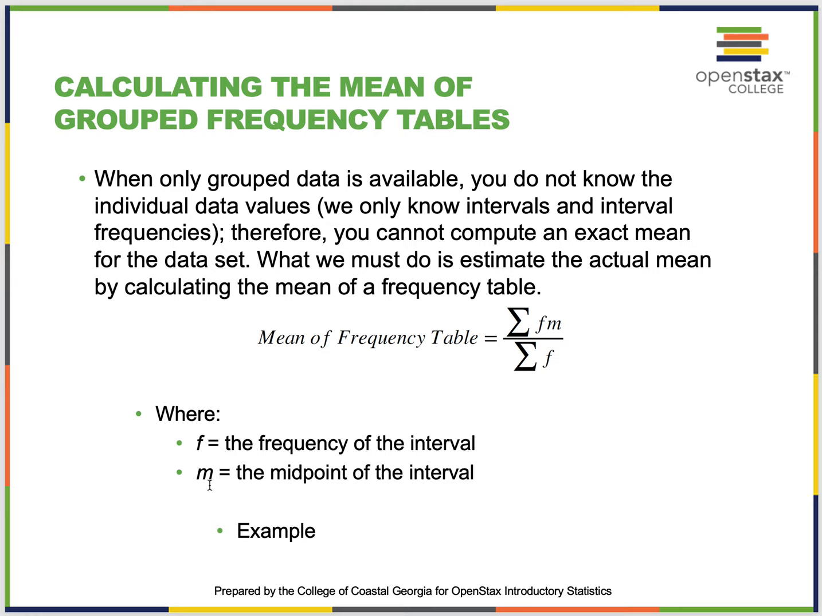And that's not exactly right, because what you want to do is multiply the frequency in the specific interval times the midpoint of the interval and divide by the total frequency. But if you have all the observations, you would just take the average like you would normally take the average.